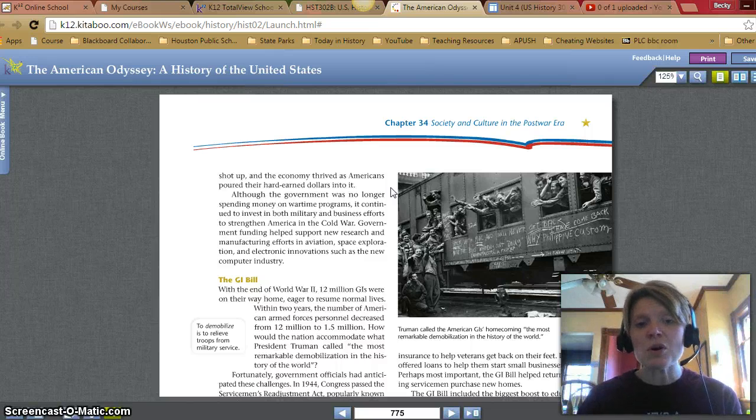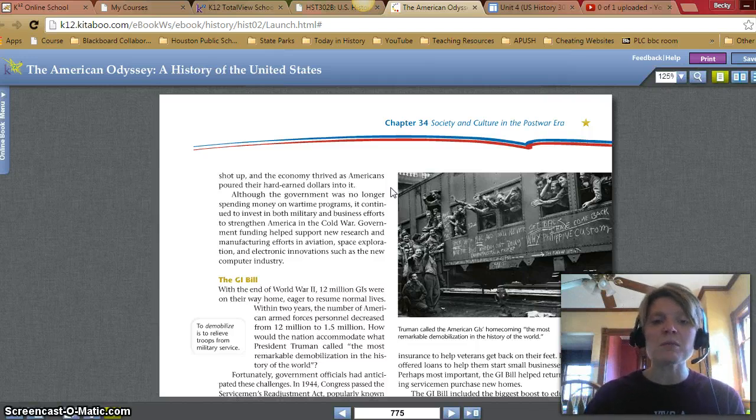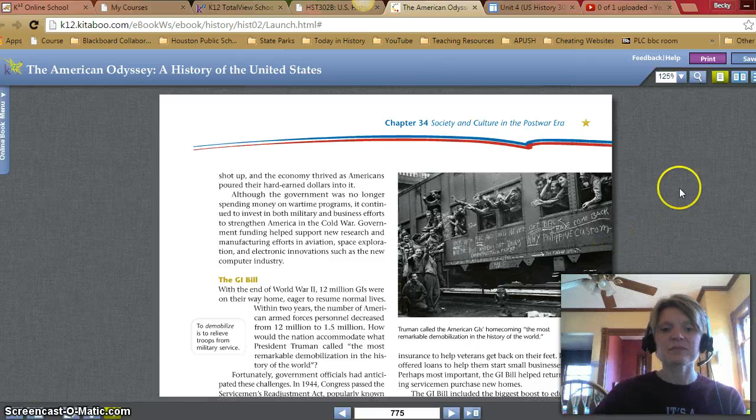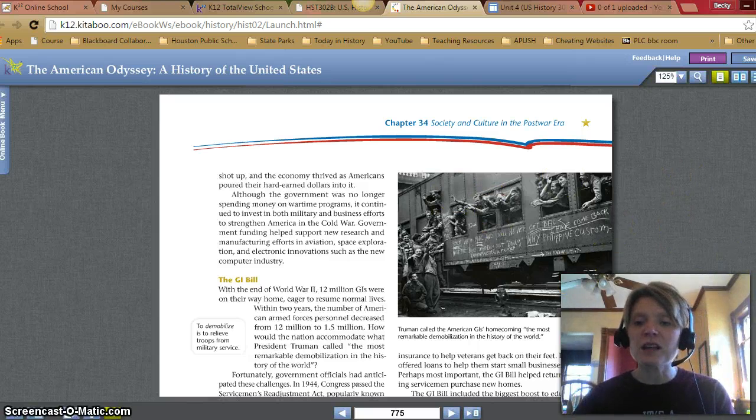Although the government was no longer spending money on wartime programs, it continued to invest in both military and business efforts to strengthen America in the Cold War. Government funding helped support new research and manufacturing efforts in aviation, space exploration, and electronic innovation such as the new computer industry. Let's look at the picture here on the right.